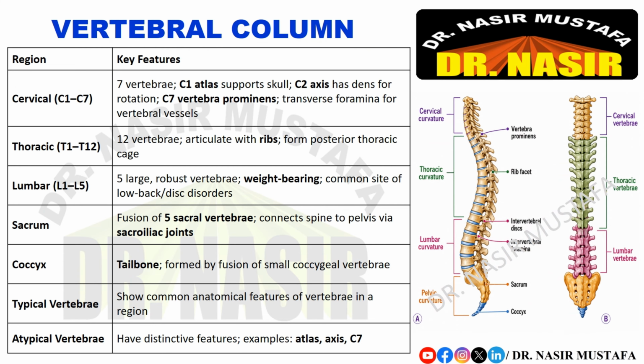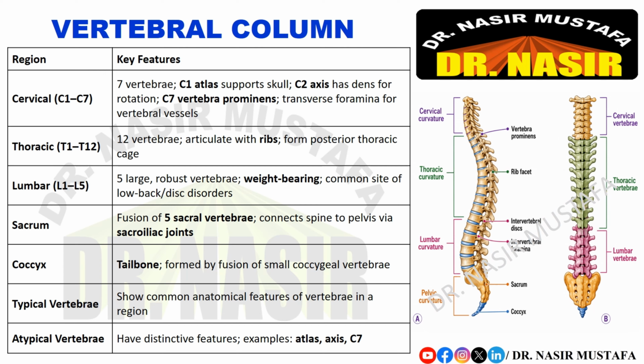Cervical vertebrae. The cervical region contains 7 vertebrae, designated C1 through C7. The first cervical vertebra is called the atlas. The second is the axis. The atlas supports the skull, while the axis contains the dens, which acts as a pivot allowing rotation of the head. C7 is known as a vertebra prominens because its spinous process is usually prominent and can be palpated at the base of the neck. A characteristic feature of cervical vertebrae is the presence of transverse foramina, which transmit the vertebral vessels, particularly the vertebral artery in typical cervical vertebrae.